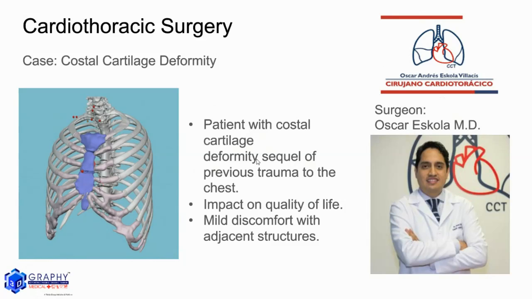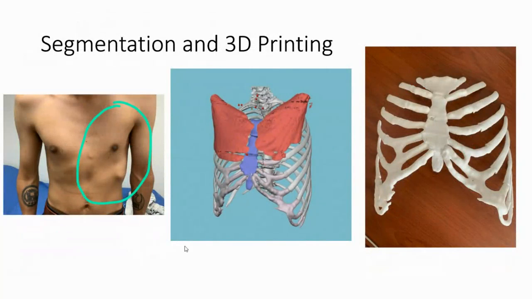This patient had a deformity, probably a sequel of a previous trauma to the chest, and it was impacting his quality of life. Visually, it was a deformity, and it was also creating mild discomfort when touching the adjacent structures. So here we have a picture of what the deformity looks like. And at first, the surgeon just wanted a 3D printed model. He wanted to better understand the size and shape of the deformity, which is not easily visible in a CT scan. The only parts that are visible are usually just bony structures.